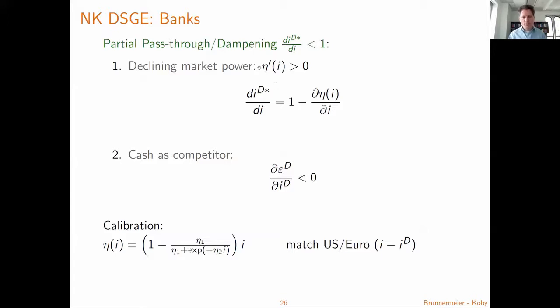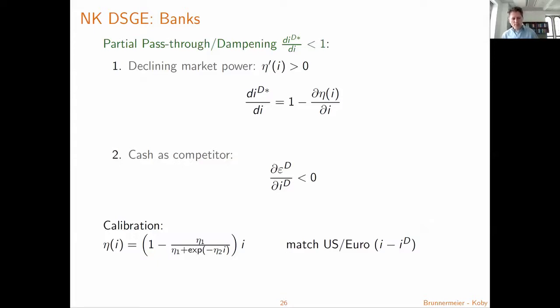You can do this either through this eta function, as I mentioned before, or you can do it in a way where you say there's actually competition coming in from cash. If the interest rate goes closer to 0 or even negative, you don't want to hold so many deposits, you just park it in physical cash, and that's what dries up funding for the banks.